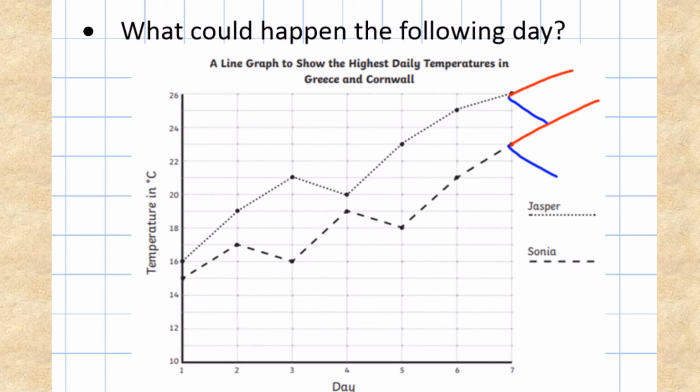One temperature could have started to go down and the other temperature could have started to go up. There are lots of different ways that these temperatures could have gone on from this day. You don't know what the temperature is going to do unless you know what the weather forecast is going to be. So it either gets hotter or gets colder in both places.